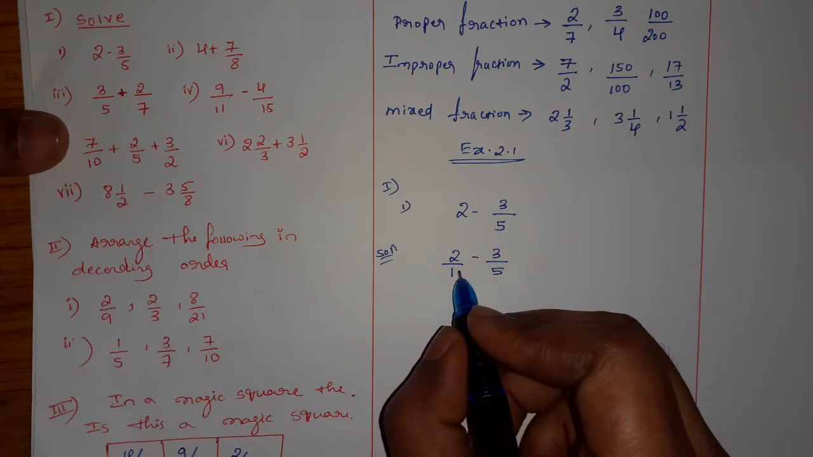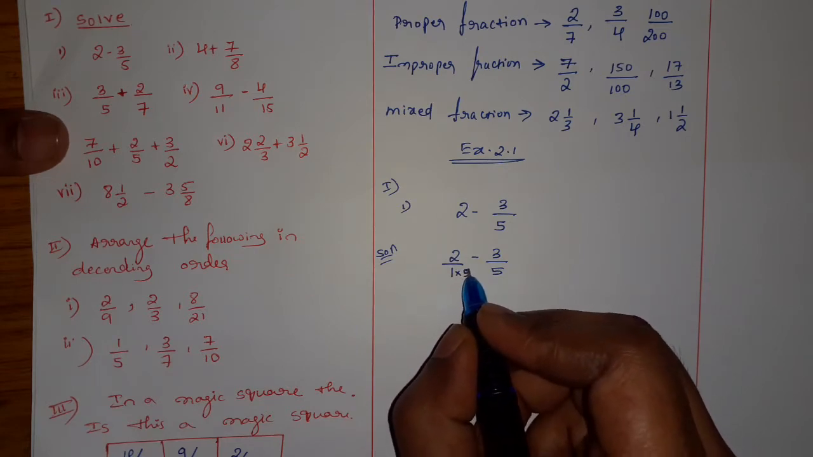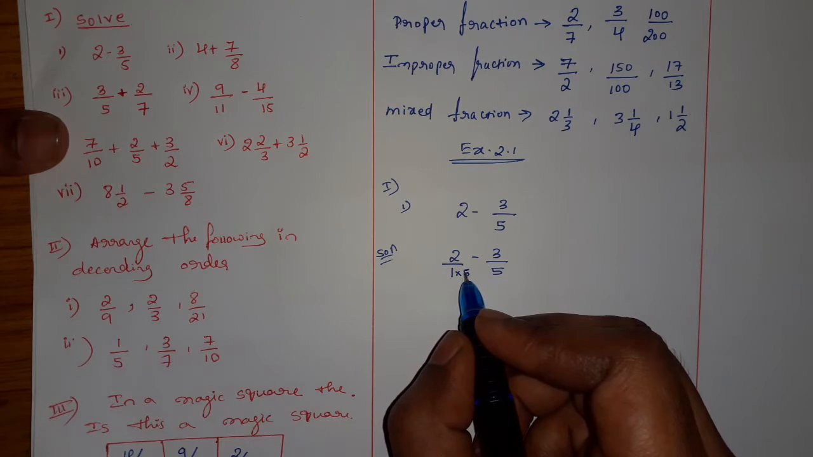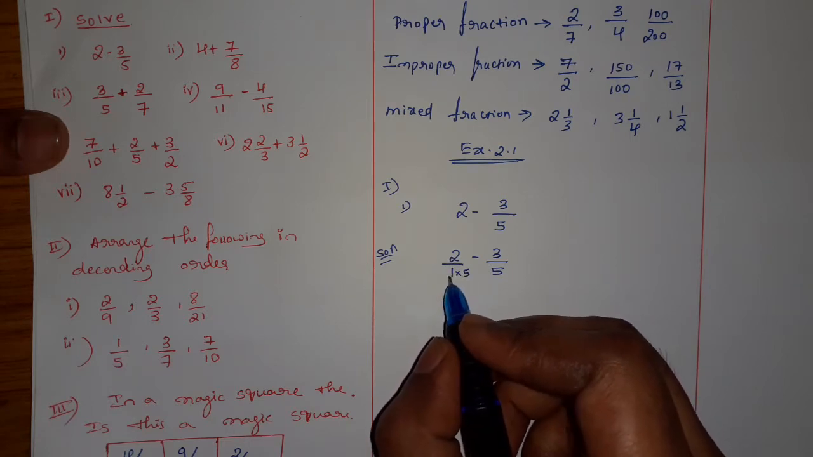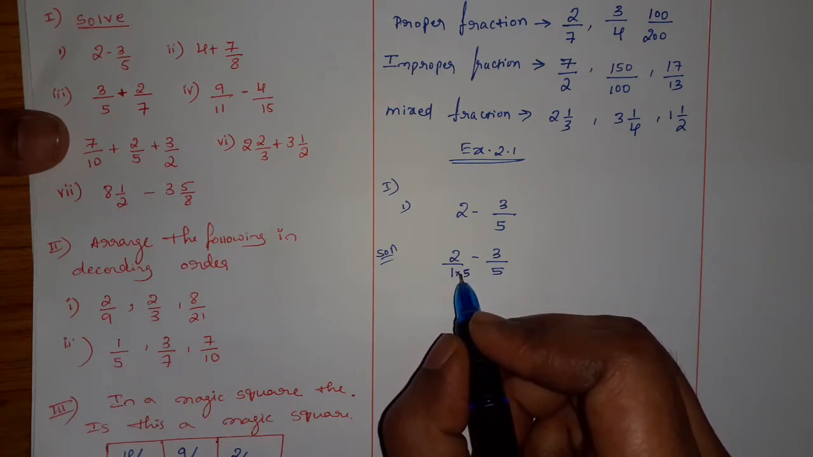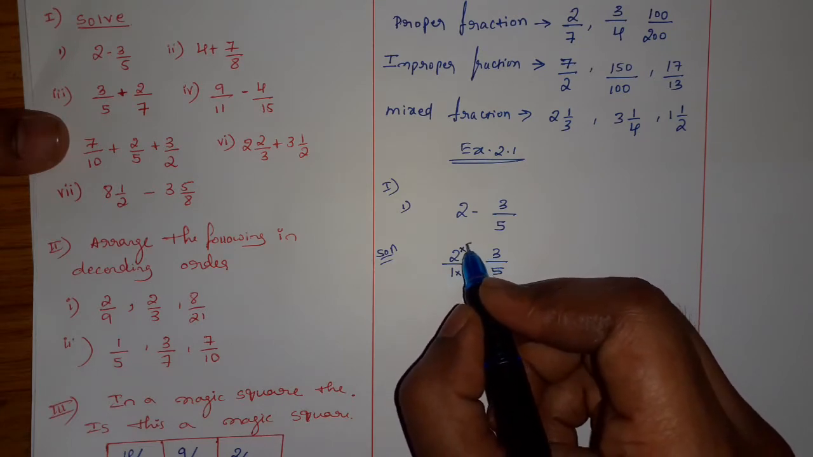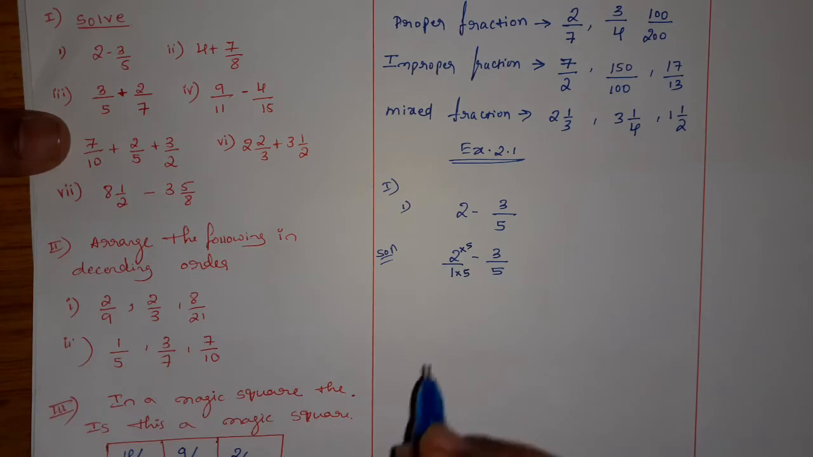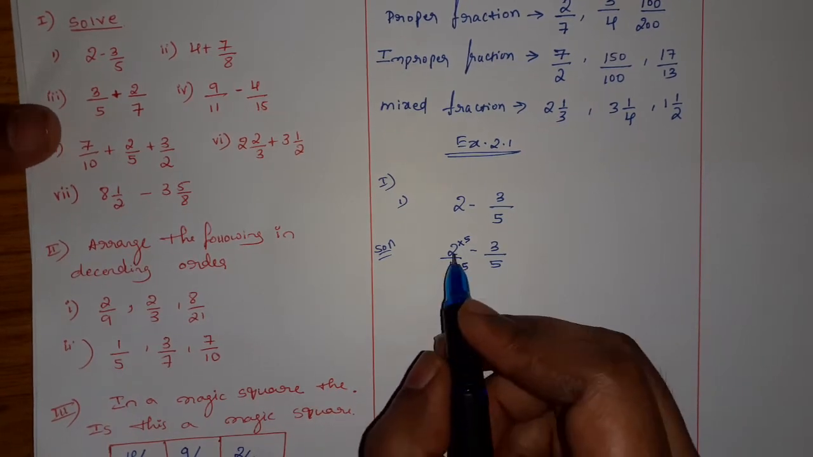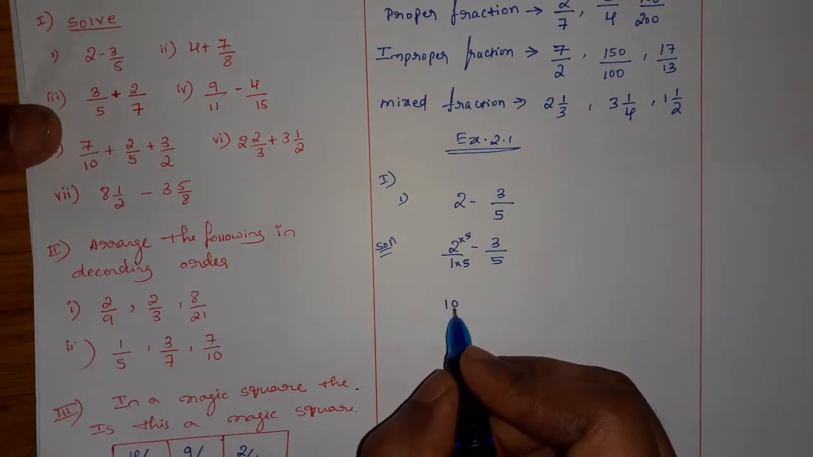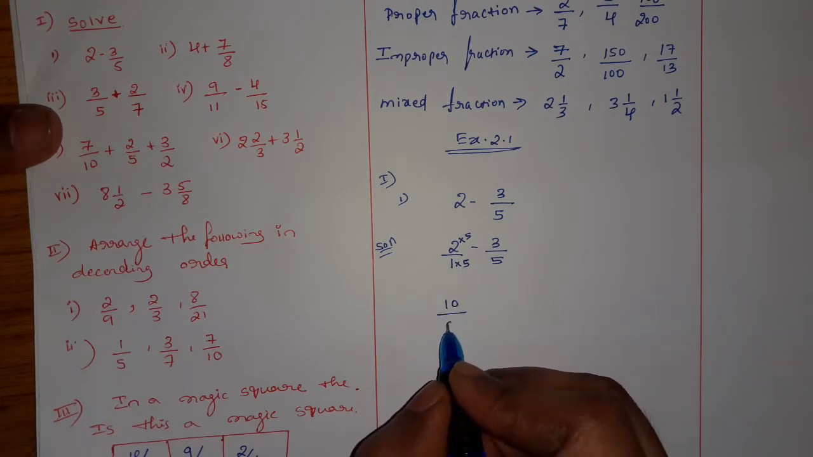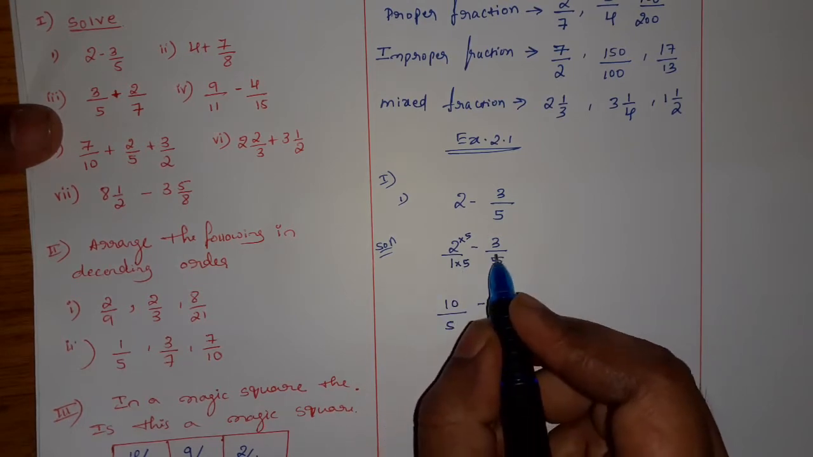So I can make 1 into 5 by multiplying which number? 5, no? If I multiply 5 to this 1, it will become 5. What number you are going to multiply in the denominator, the same number you have to multiply in the numerator also. I am going to multiply 5 here also. In the next step, what is it going to be? 2 into 5, 10. 1 into 5, 5, minus. This is as it is.